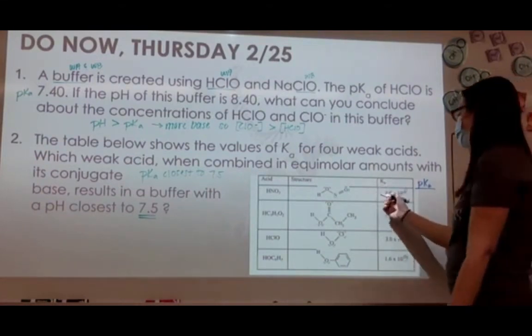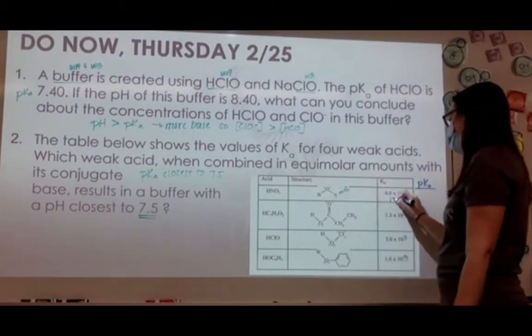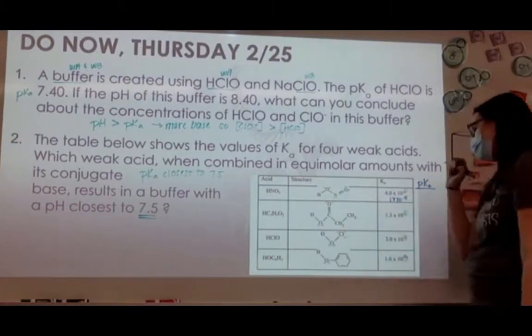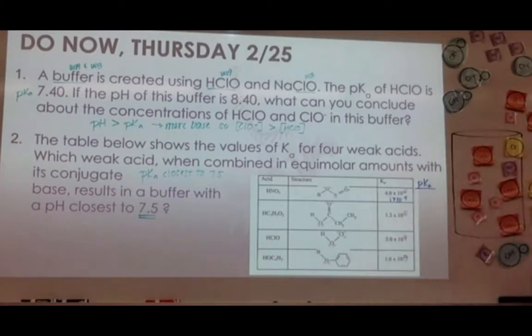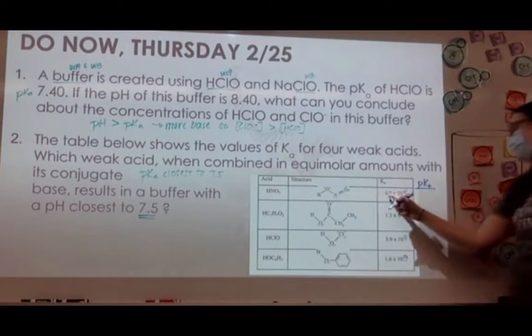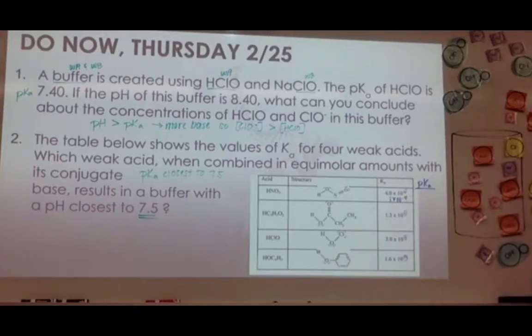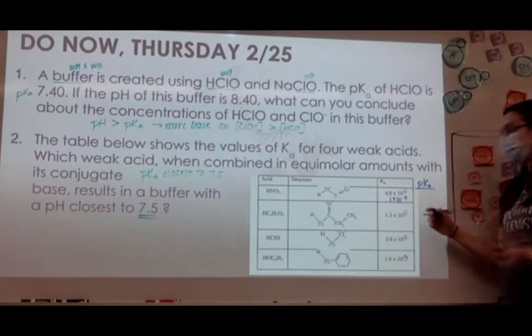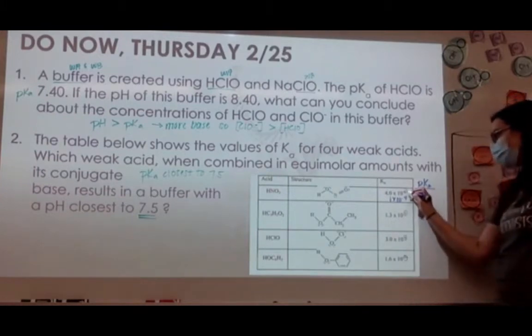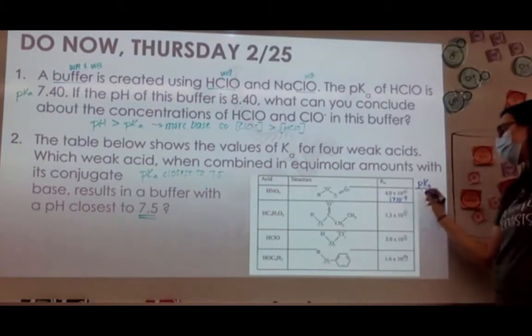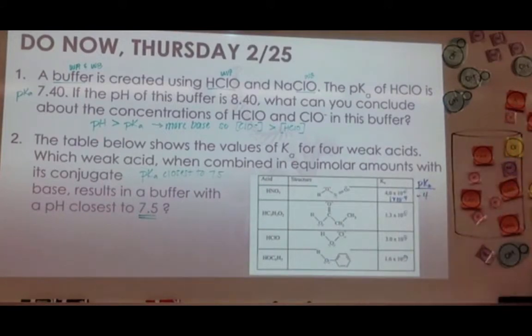If you take the negative log, so let's say that this was 1 times 10 to the negative 4th. If you take the negative log of 1 times 10 to the negative 4th, it's 4. So if you have a 1 in front, your negative log is actually the absolute value of the exponent. Well, we're just going to estimate. So is it going to be exactly 4? No. But if negative 4 is my exponent, I can say that my pKa is around 4.